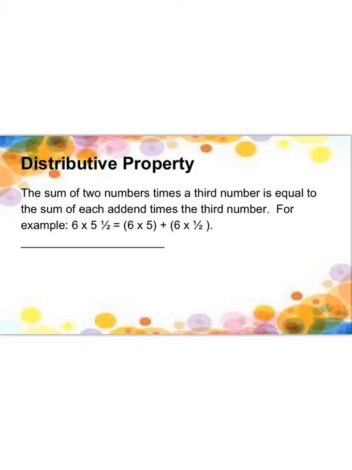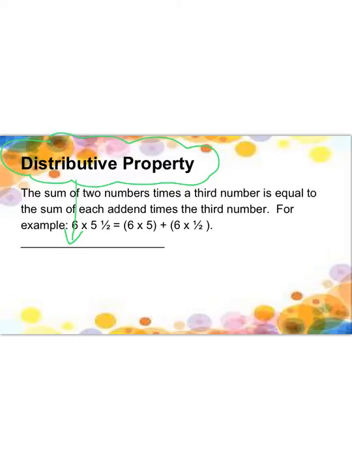All right, next on your notes you will see the sum of two numbers times a third number is equal to the sum of each addend times the third number. For example, 6 times 5 and a half could be thought of as 6 times 5 and 6 times 1/2. And so the distributive property is what you're going to write in there.